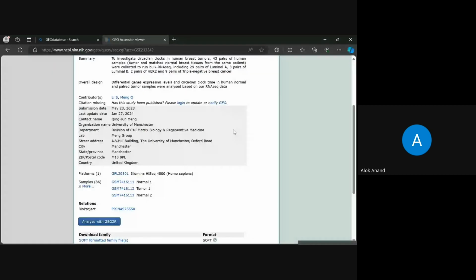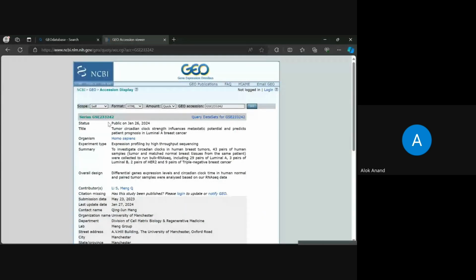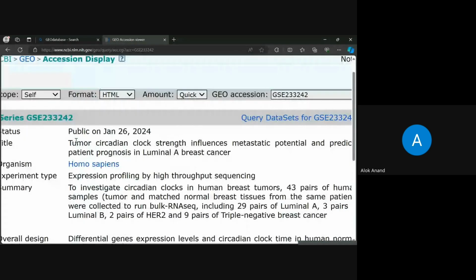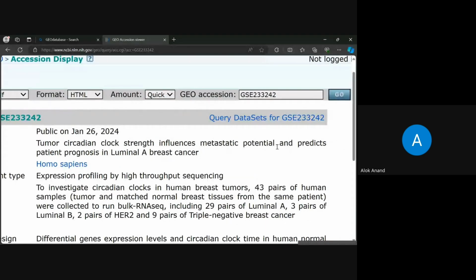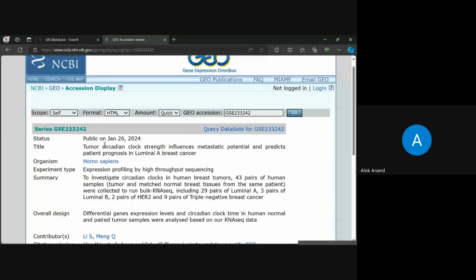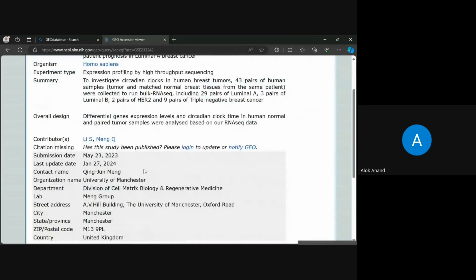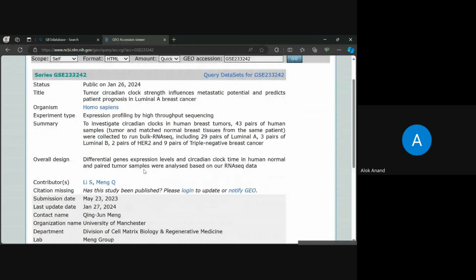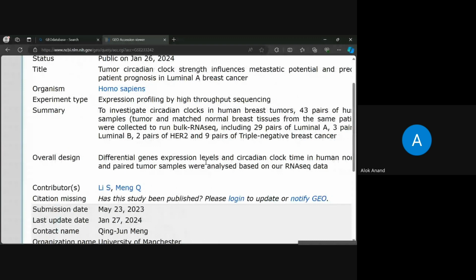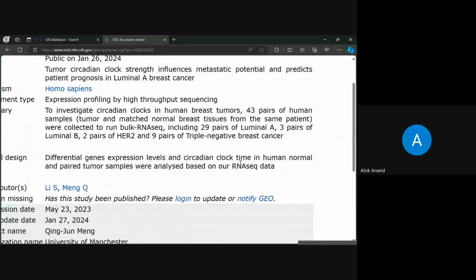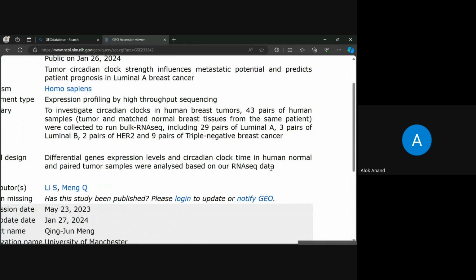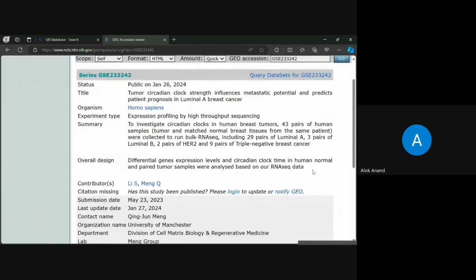Now you'll find the details of this particular data. See, the title of the paper associated with this data is: tumor circadian clock strength influences metastatic potential and predicts patient prognosis in luminal A breast cancer. After analyzing the data, the people submitted the data to this platform. Now see the overall design: differential gene expression levels and circadian clock time in human normal and paired tumor samples were analyzed based on the RNA-seq data. So they performed differential gene expression analysis in human normal and paired tumor sample matches.